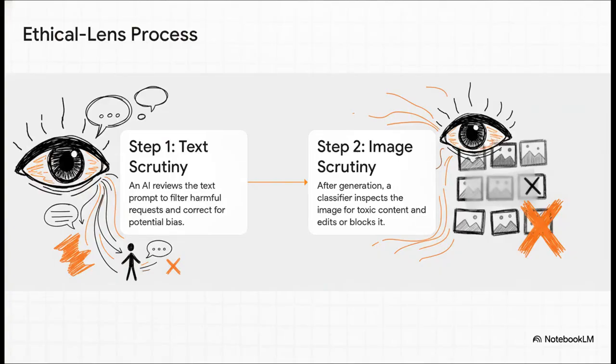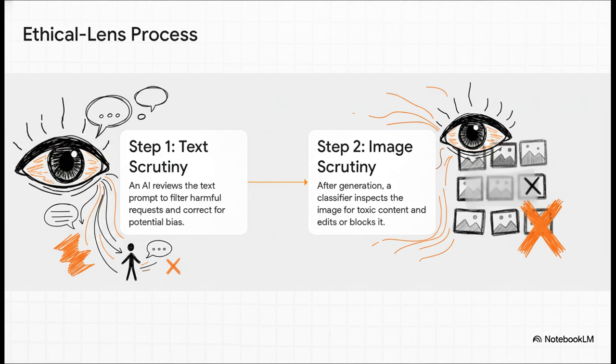Okay, so step one is called ethical text scrutiny. Basically, a special AI reads your text prompt before anything else happens. If it sees a clearly harmful request, it just blocks it. But if it spots the potential for bias, think back to our doctor example, it can subtly tweak the prompt to ask for more diverse results. And this is all happening before an image even gets made.